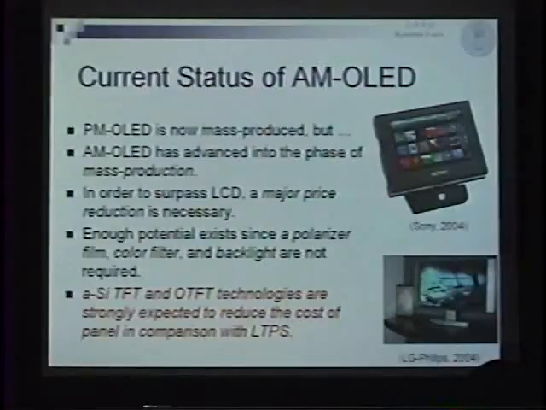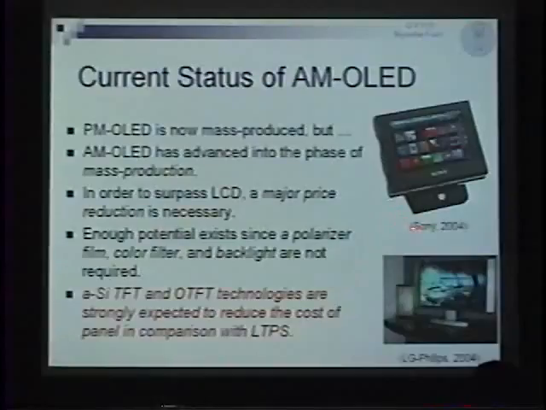Passive matrix OLED is now mass-produced. You can see it behind the cellular phone. There is a small display behind that. So that is the passive matrix OLED. But that size is restricted to be a very small size, and researchers began to go to the AM OLED, active matrix OLED. So AM OLED has advanced into the phase of mass production now.